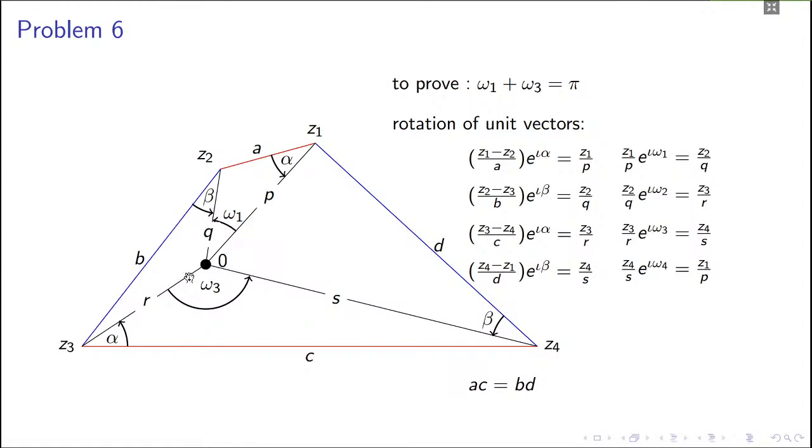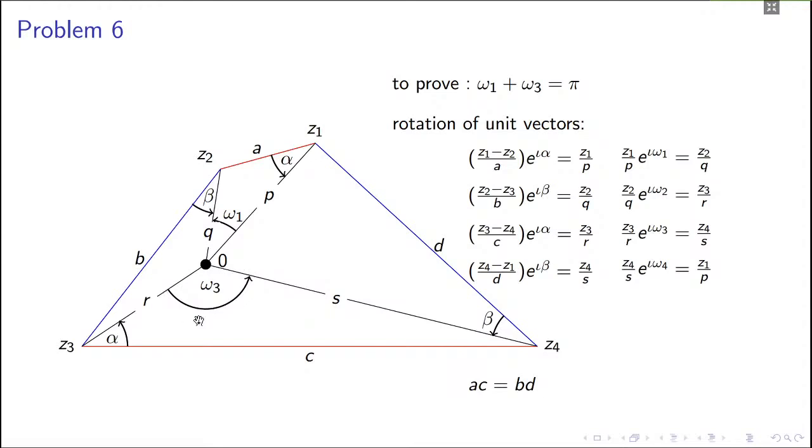So this is omega 2. I have not labeled it, but as you can see, this is omega 1, this is omega 2, this angle is omega 3, this rotation is omega 4. So for all the angles you can write: z2, you rotate it by omega 2, you get z3. So from z2 you get z3.